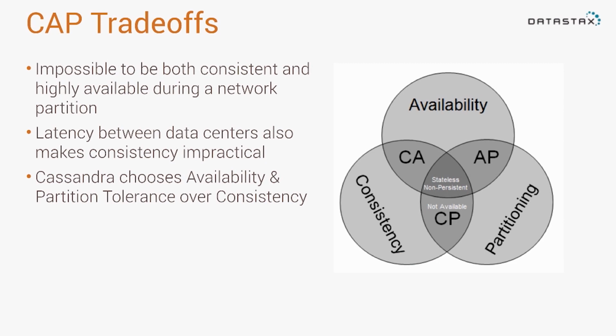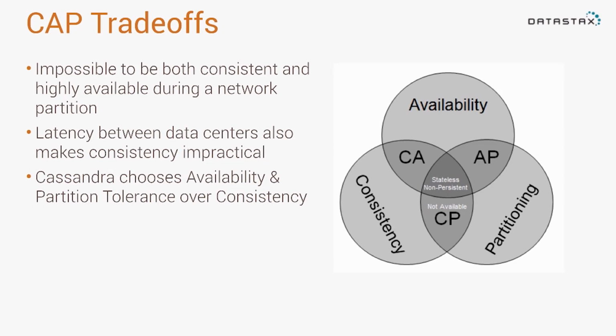We want to asynchronously replicate our data from one DC to another because it just takes way too long for data to travel from the US to Asia. We're limited by the speed of light here. This is something that we are never going to get around. It's just not going to happen. That's why we choose availability, and that's how consistency is affected.